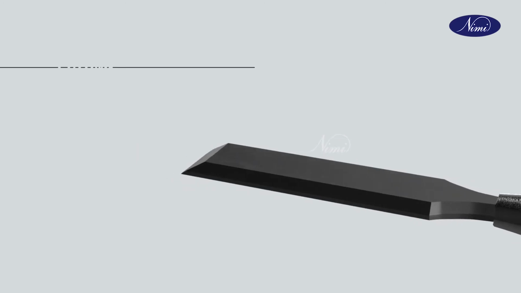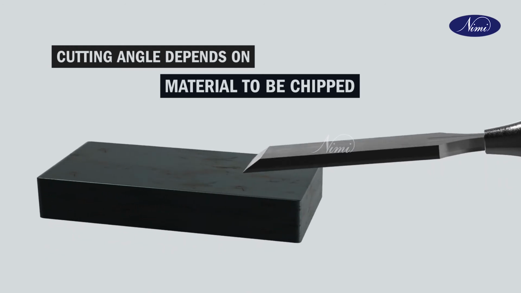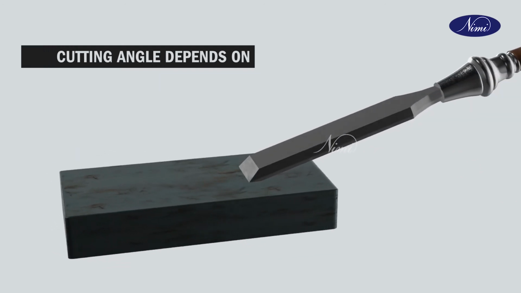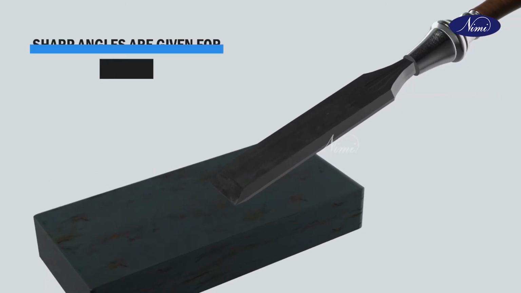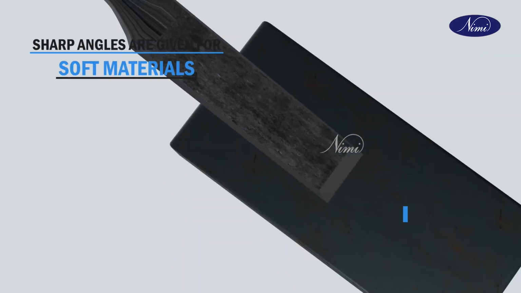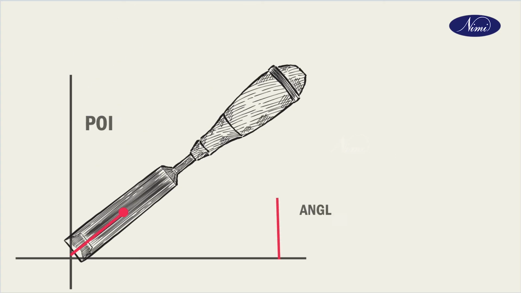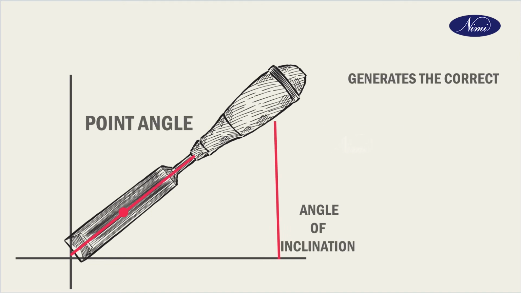Number 1, point angle. The correct point or cutting angle of chisel depends on the material to be chipped. Sharp angles are given for soft materials and wide angles for hard materials. The correct point angle, the angle of inclination, generates the correct rake angle and clearance angle.